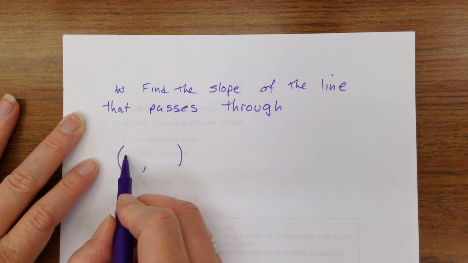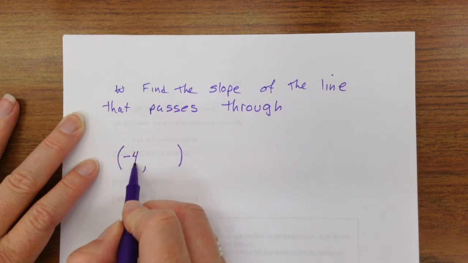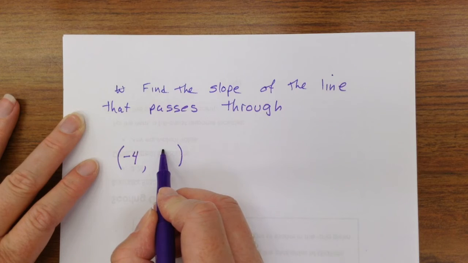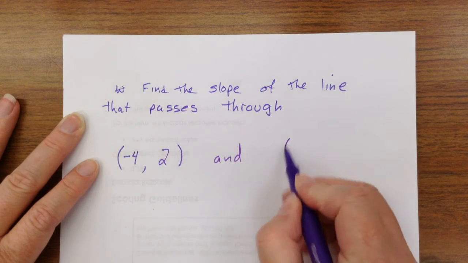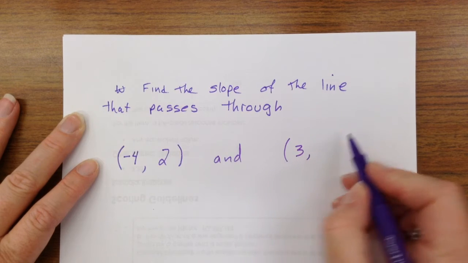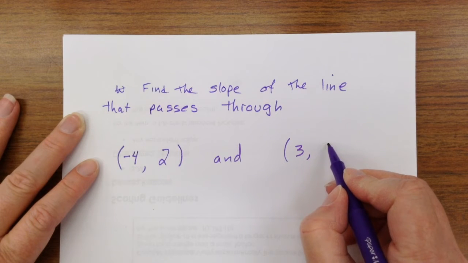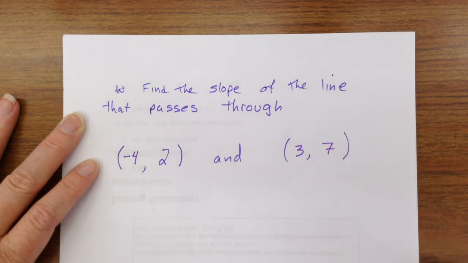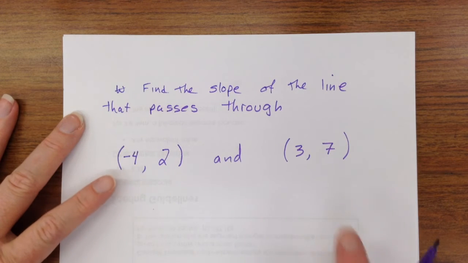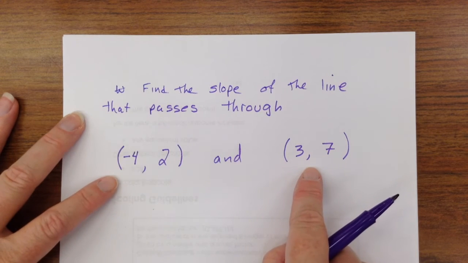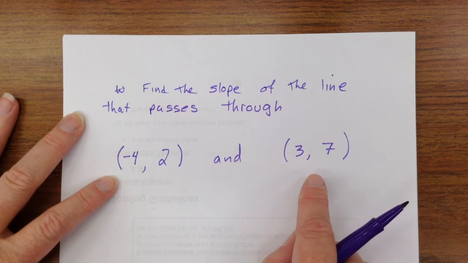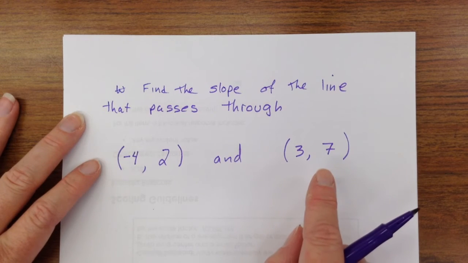This is the point (-4, 2), just making up stuff, and (3, 7). Yeah, I just made up those numbers. Now, I could plot these and then start counting, but if these numbers started to get large, and they could, then you might have to count a lot, and I don't want to have to do that.